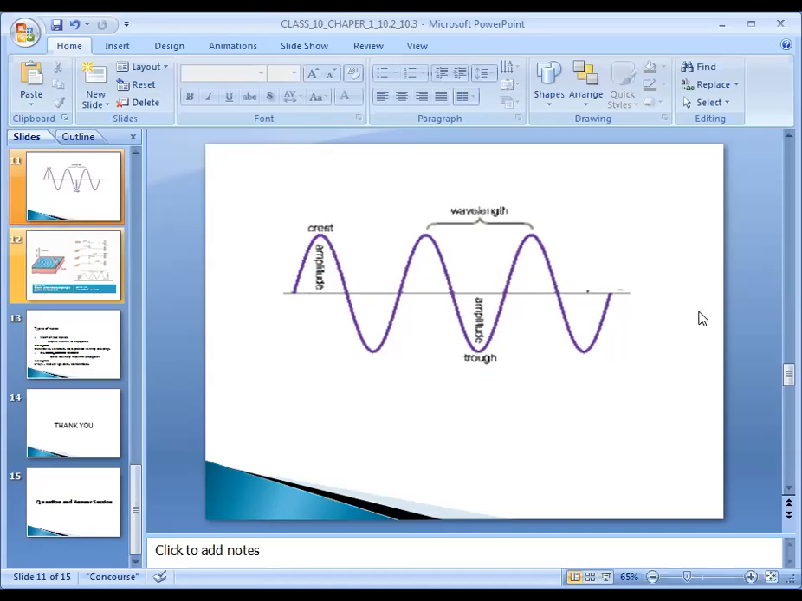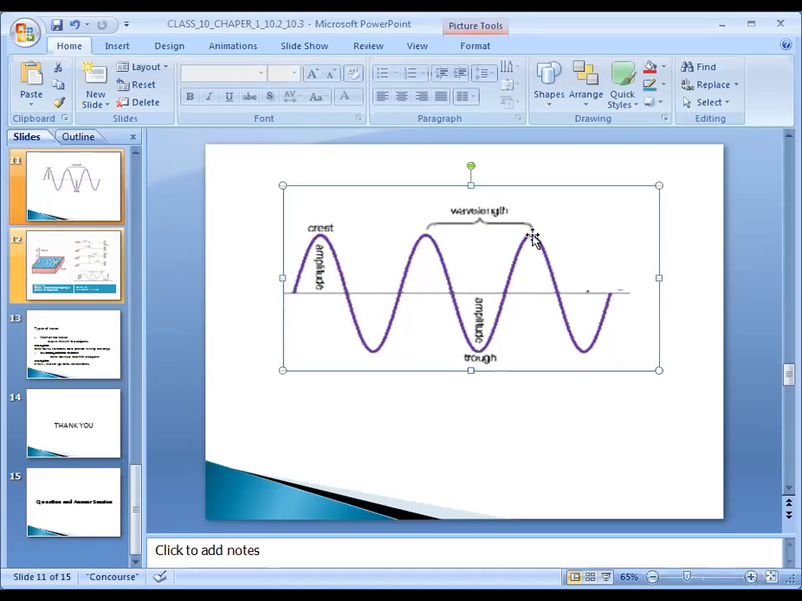This is the baseline, and from the baseline, this line to this one is called the amplitude. This could also be the amplitude, and this could also be the amplitude, right? So this is the amplitude, and the distance from this point to this point is called the wavelength. Or if you start, wavelength could be this one as well.